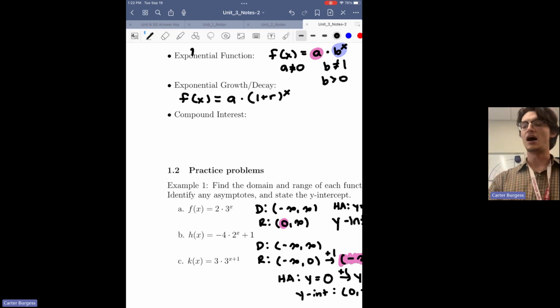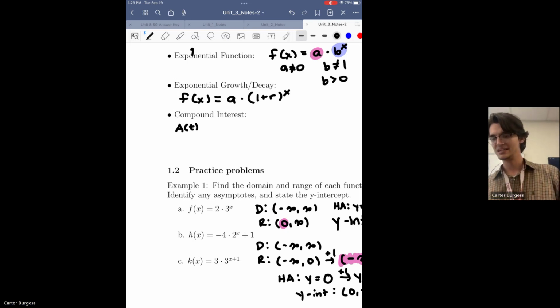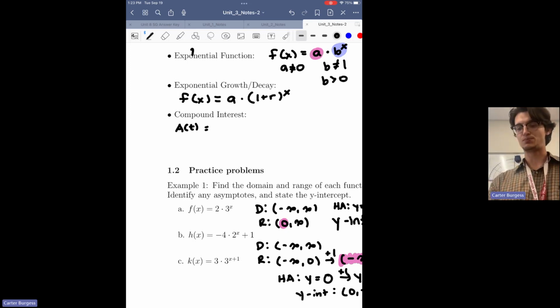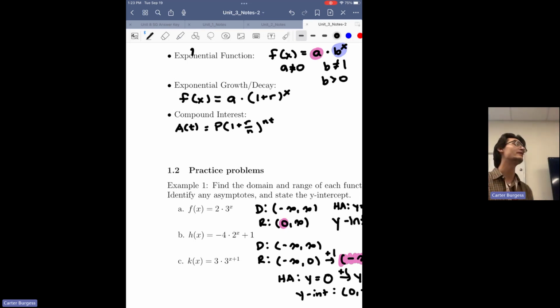Oftentimes, you'll see this written as A of t, where A is the amount of money that you have at a particular time or after a certain amount of time. This is going to be equal to P times (1 + r/n) to the power of n times t. Which looks maybe a little bit more complicated, but really we're going to see it's the exact same thing.